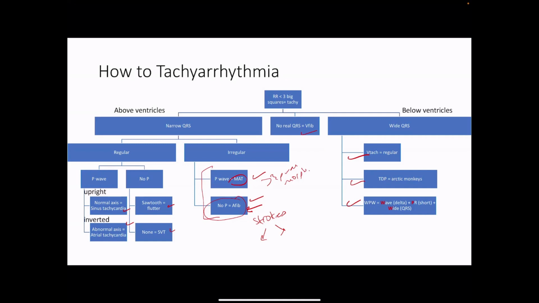Okay, now VFib just looks like a complete mess. There's no QRS, no P, no nothing. It's just squiggly lines everywhere with no pattern.